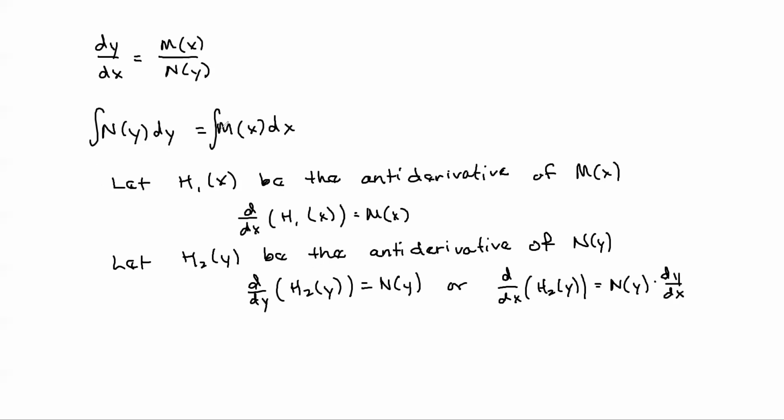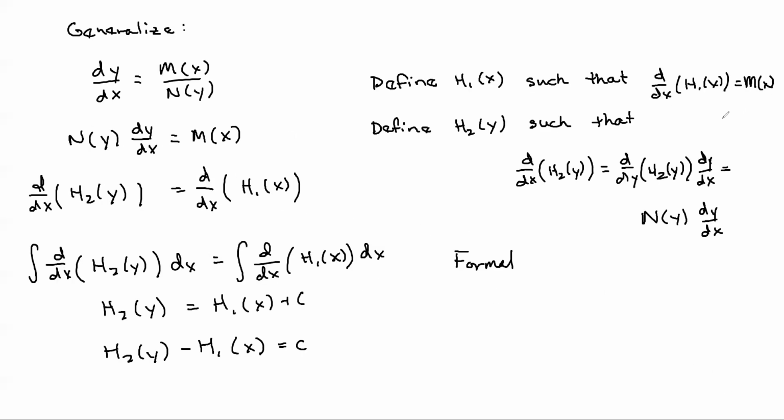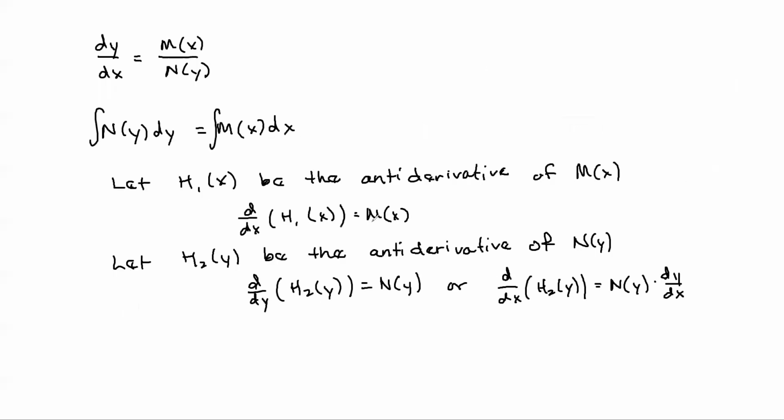So if h1 is the antiderivative of m, then that also means this. And h2 is the antiderivative of n of y, which means the same thing as this or this. You can see these two definitions are the same definitions that we used here. So I have not changed the definition. It's just that in the context of this one, we were thinking about what we would differentiate to get from here to here, and in this case, we're thinking about it in terms of the antiderivative instead. And that's two sides of the same coin.